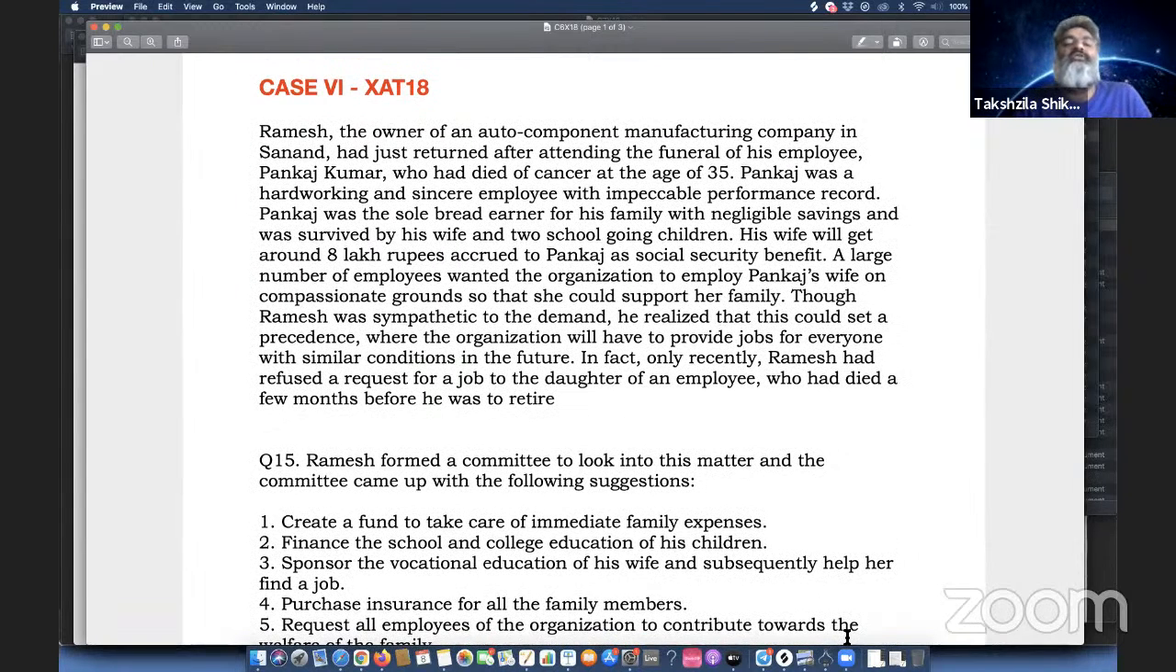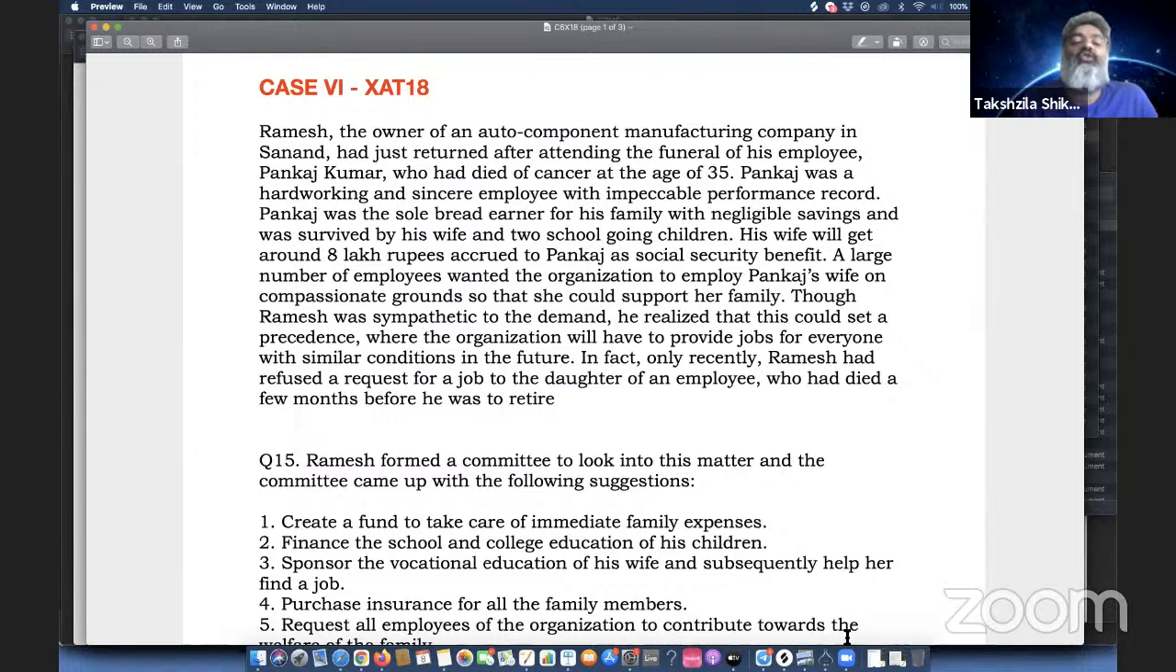Ramesh, the owner of an auto component manufacturing company in Sanand, had just returned after the funeral of his employee Pankaj, who died of cancer at the age of 35. Pankaj was a hard-working and sincere employee with an impeccable performance record. Pankaj was the sole breadwinner for his family with negligible savings and was survived by his wife and two school-going children. His wife will get around 8 lakh rupees accrued to Pankaj as social security benefit.